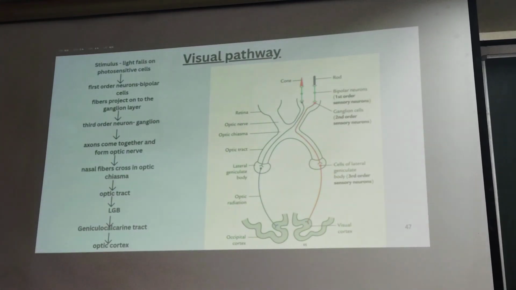Now further, the next layer to get excited is the layer of the ganglion cells. Now further, the fibers of these ganglion cells will come together and result in the formation of the optic nerve, which is basically your second cranial nerve.